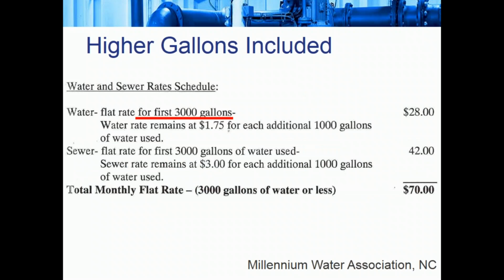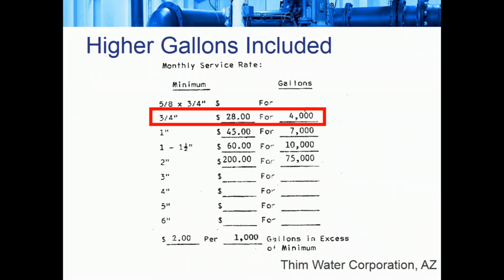And then we see higher gallons included. This is the Millennium Water Association in North Carolina. Their water flat rate per month includes the first 3,000 gallons. And the Fim Water Company in Arizona actually includes the first 4,000 gallons in their monthly minimum charge. So again, you have some flexibility here. The more gallons you include, though, just don't exceed what would be a typical usage for most of your customers if you have any desire to encourage conservation.